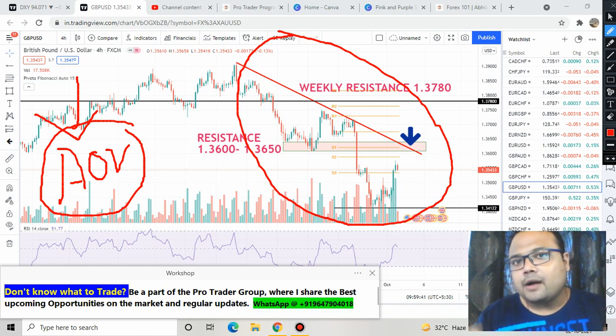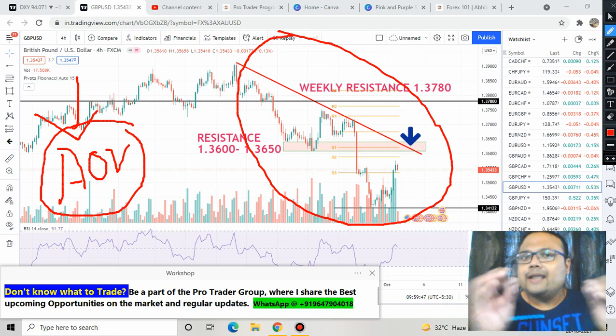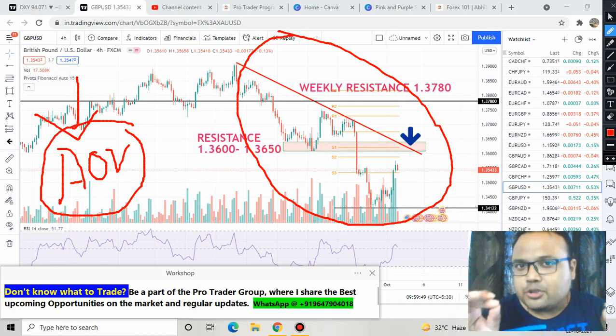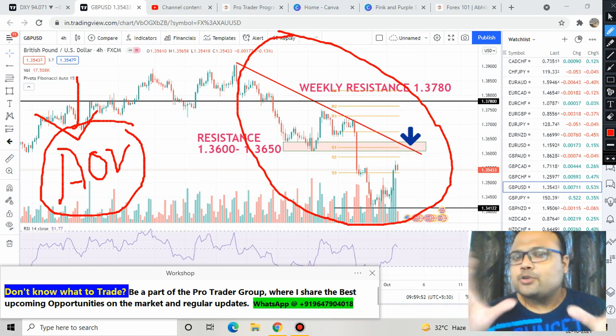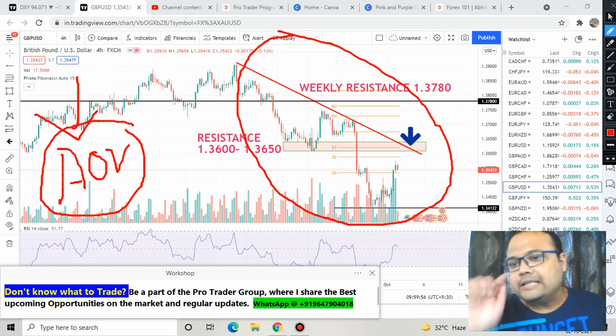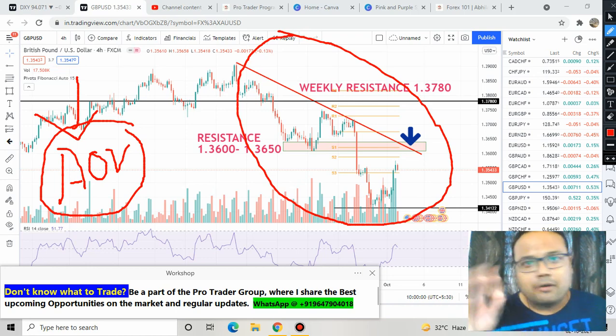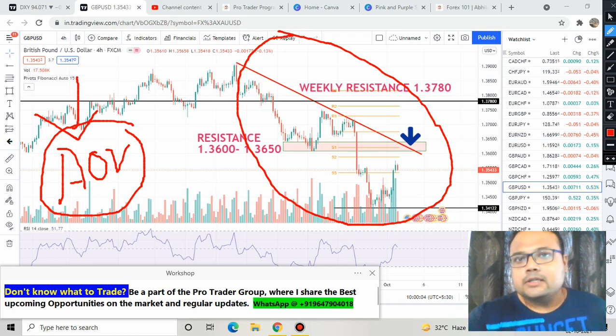In a downtrend market, the best trading opportunity or the best selling opportunity is always near the resistance, whereas in an uptrend market, the best buying position or the best trading position is always near the support. This market GBP USD is in downtrend, and as you can clearly see, our best trading opportunity will also be near the resistance only.